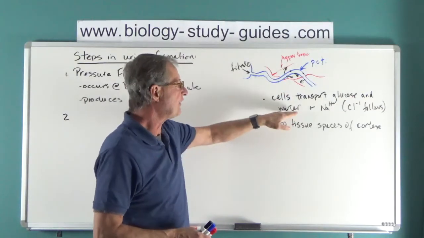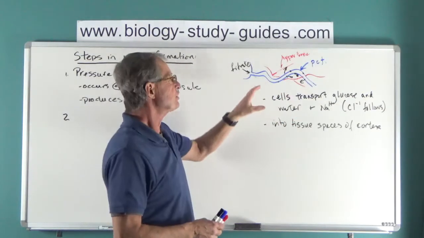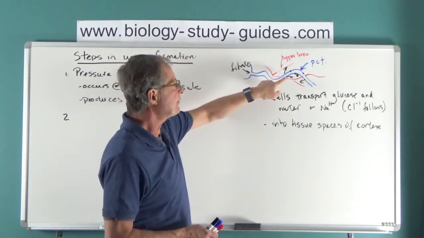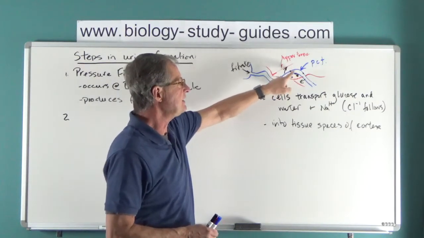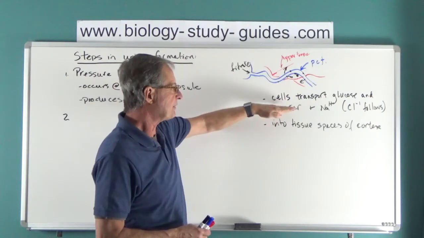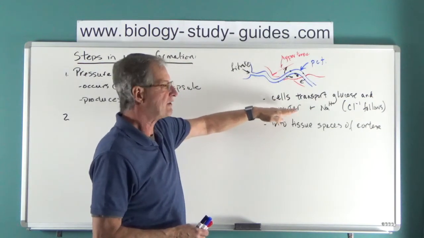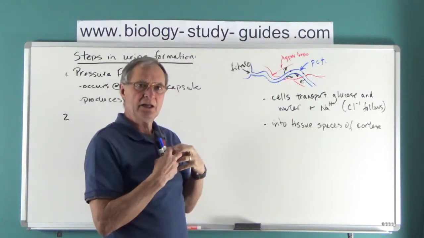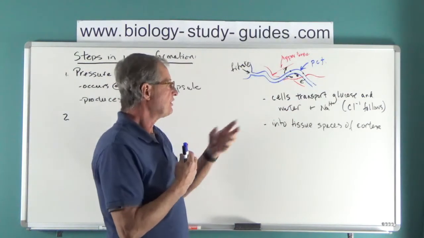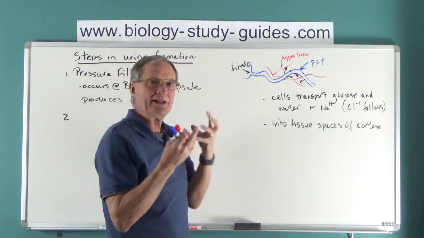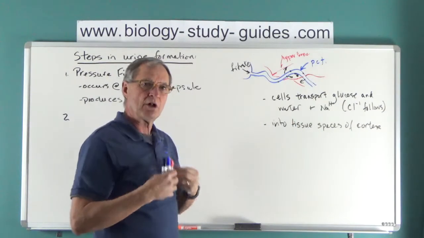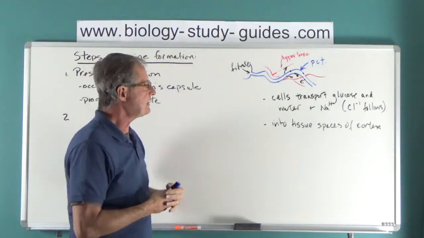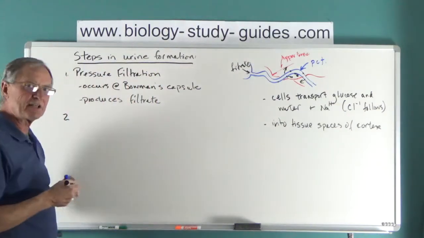We can't lose all that water. We can't lose all the ions. So we have this process which depends on the presence of specialized proteins in these cells to transport the glucose, water, and ions into the tissue spaces so it can get drawn back into the blood by osmosis. Of course, the osmosis pulls the water, and things that are in the water can go along with the water. So we get that back into the blood. This process here is called selective reabsorption.